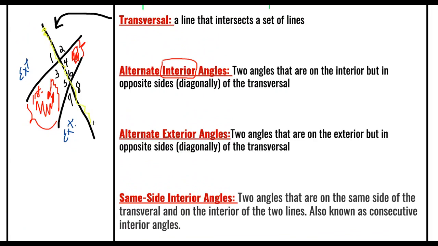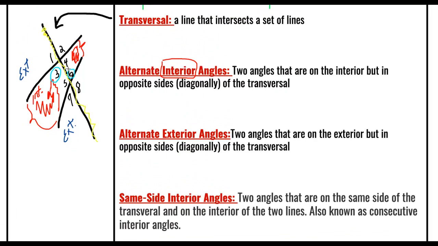Okay. And for alternate interior angles, I'm only going to be looking at the angles 3, 4, 5, and 6 because those 4 are the only ones in the interior. So to be alternate, they have to be diagonal from each other, on opposite sides of the transversal, in opposite position. That means if I take angle 3, it can only be alternate with 6 because one is top left side of the transversal, the other one is bottom right side of the transversal, okay?